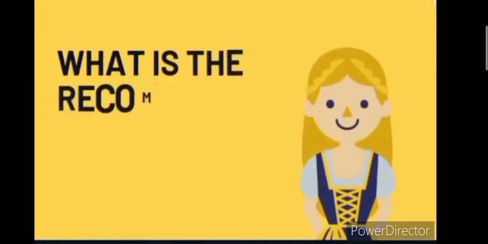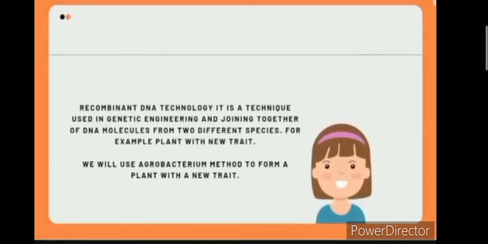What is recombinant DNA technology? Recombinant DNA technology is a technique used in genetic engineering involving the joining together of DNA molecules from two different species, for example, a plant with a new trait. We will use the Agrobacterium method to form a plant with a new trait.